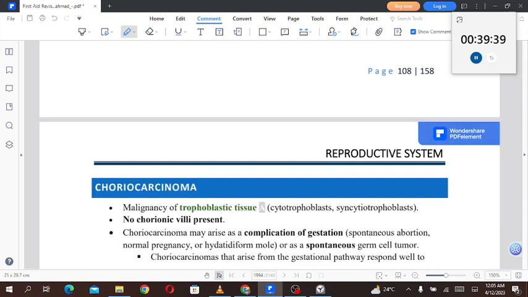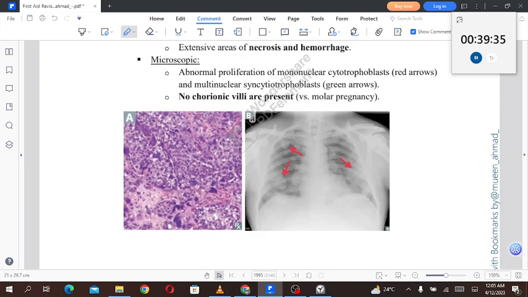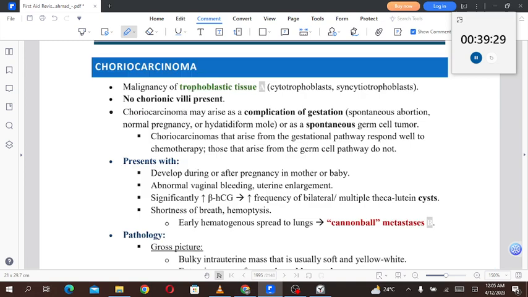Moving forward, we have choriocarcinoma. Malignancy of the trophoblastic tissues is called choriocarcinoma, as you can see in picture A. This is the malignancy of the trophoblastic tissue: cytotrophoblast and syncytial trophoblast. No chorionic villi will be present. Choriocarcinoma may arise as a complication of gestation, spontaneous abortion, normal pregnancy, or hydatidiform mole. They all may lead to choriocarcinoma formation, or it can arise as a spontaneous germ cell tumor as well.